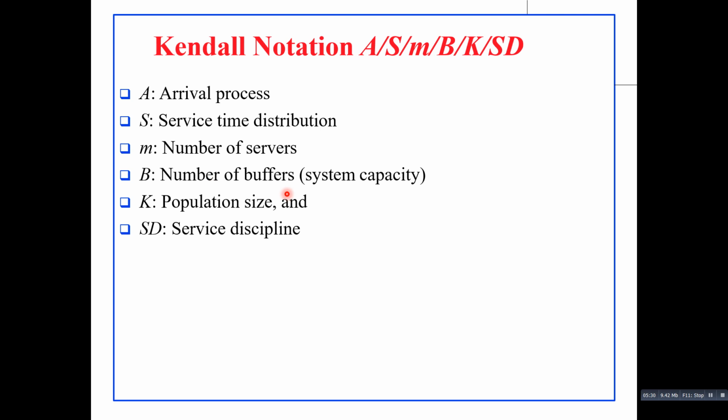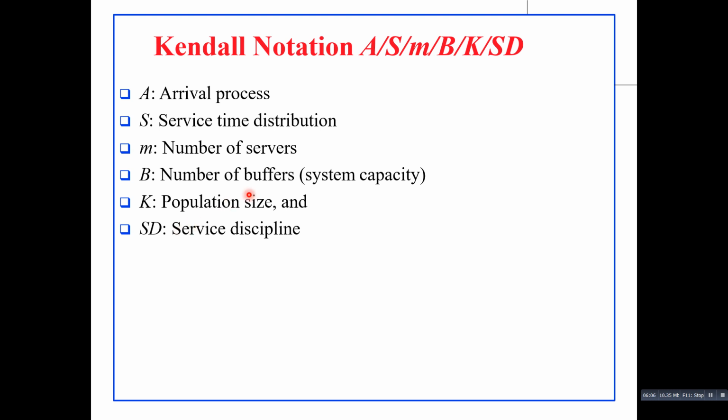B is the buffer system capacity. Think about a bank: maybe 20 people can sit at the bank while 10 customers are being served, so another 20 is the number of buffers before they get into the service. K is the population size, the maximum number they can service. And SD is the service discipline. Again, it's like first come first serve and so on.